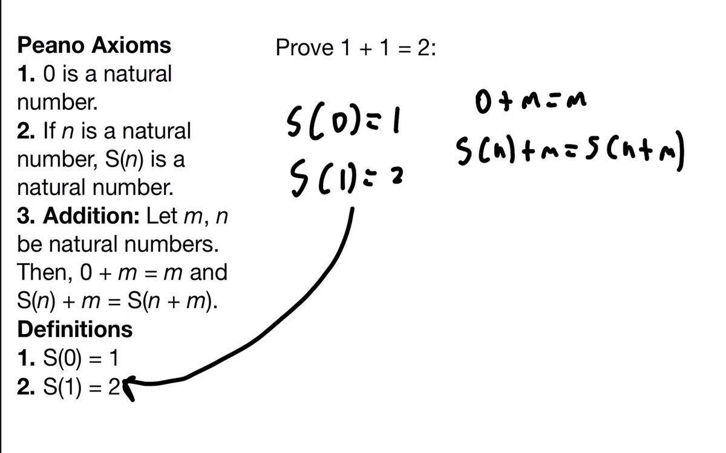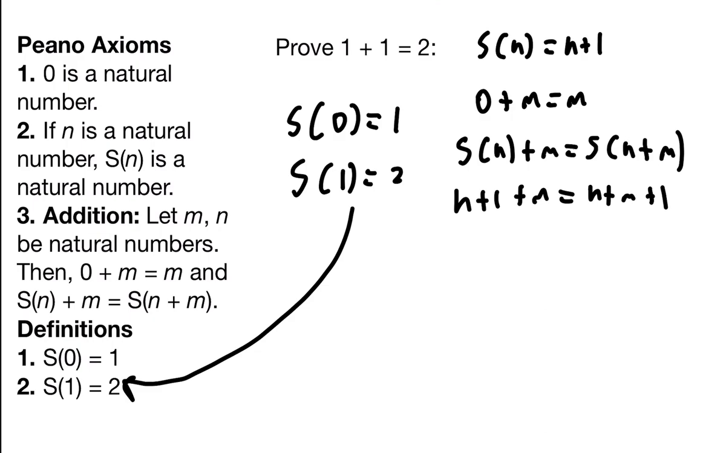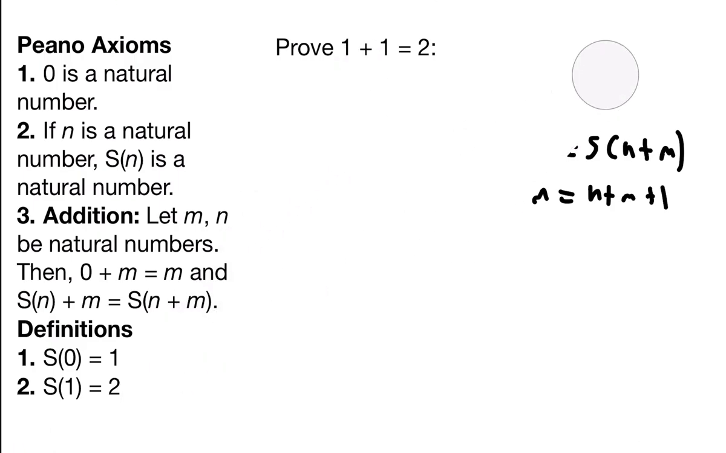This is a little harder to see, but we can think about what the successor function is really doing. It's just adding 1 to this number, right? S of n is really just n plus 1. So rewriting this, we have n plus 1 plus m equals n plus m plus 1. And we can see that these two things are equivalent. So with that, we now have enough to begin our proof that 1 plus 1 equals 2.